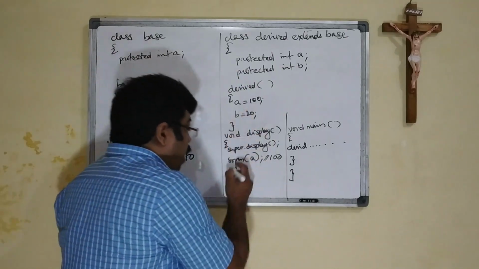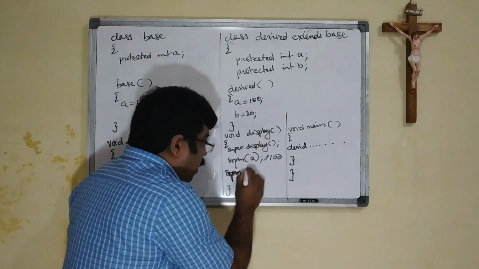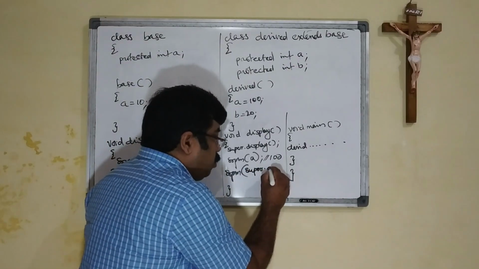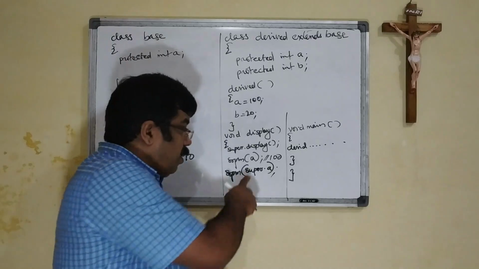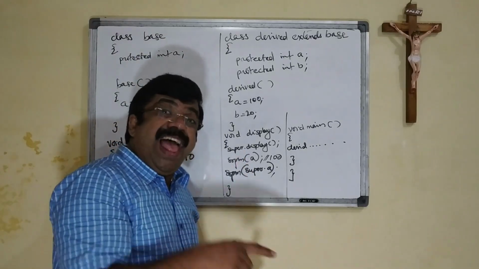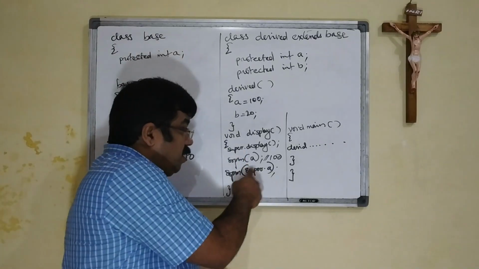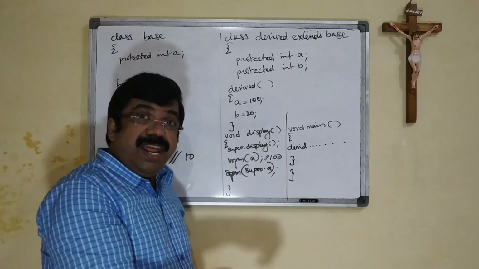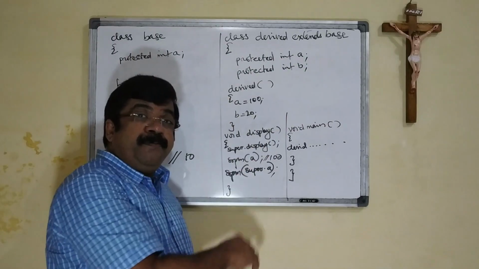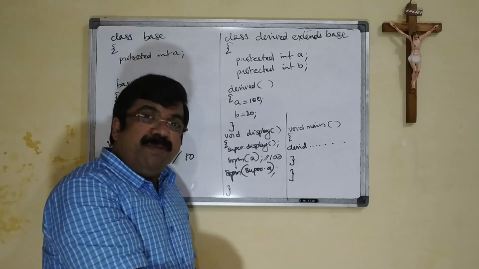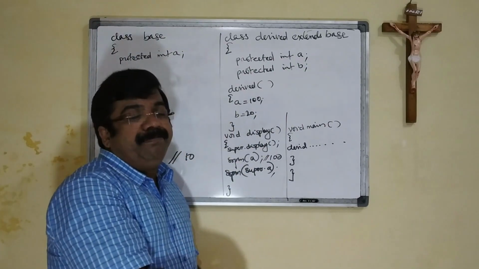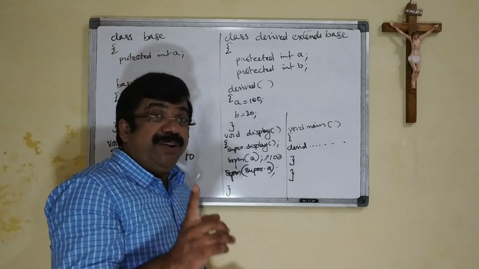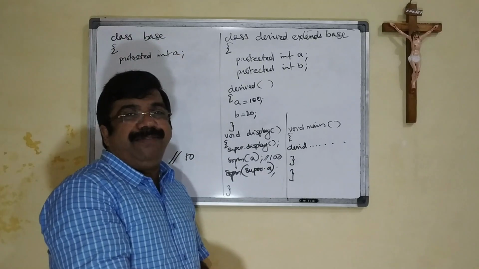Yes, we will have to give SOPLN super dot A. The super keyword will unhide the variable of the base class, which is hidden due to the presence of the derived class variable with the same name. It is solved. What keyword will be used? Super keyword.